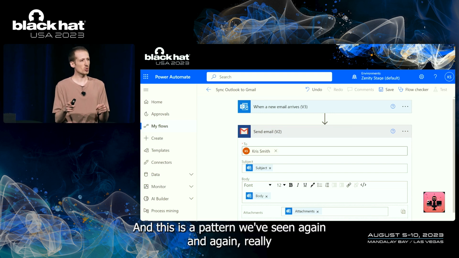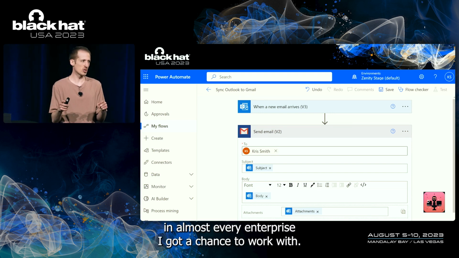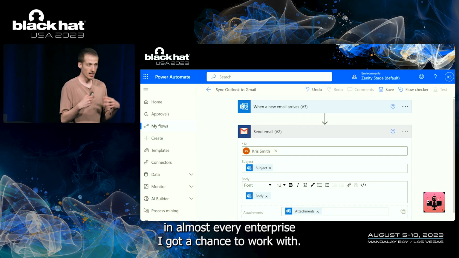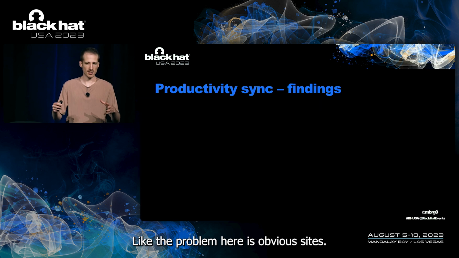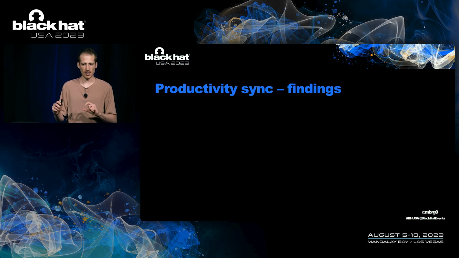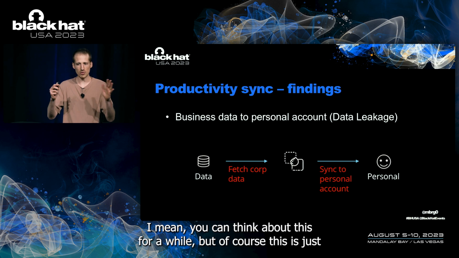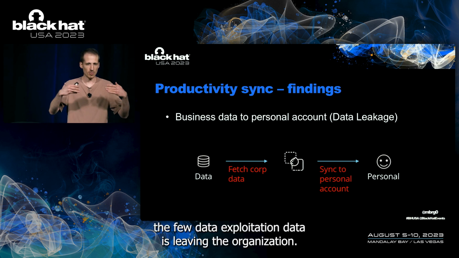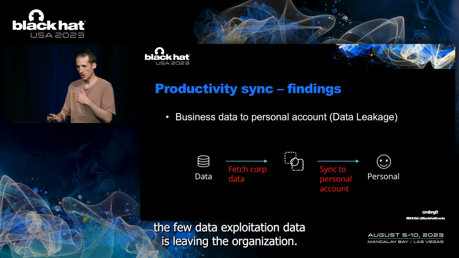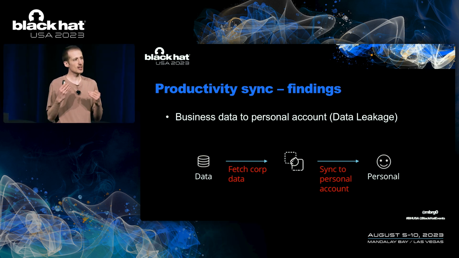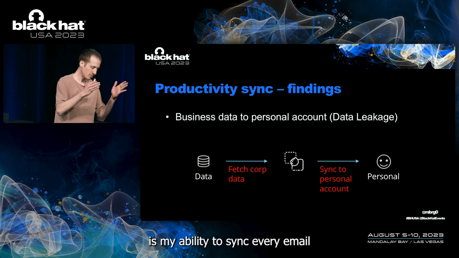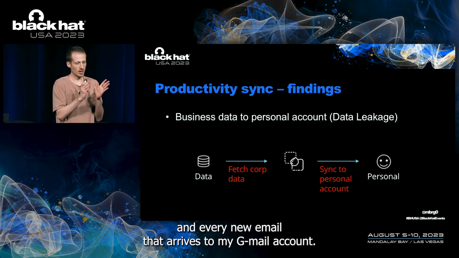And this is a pattern we've seen again and again, really, in almost every enterprise I got a chance to work with. And so the problem here is obvious, right? I mean, you can think about it for a while, but of course, this is just pure data exfiltration. Data is leaving the organization. But unfortunately, this doesn't stop here, because what we've just seen is my ability to sync every new email that arrives to my Gmail account.